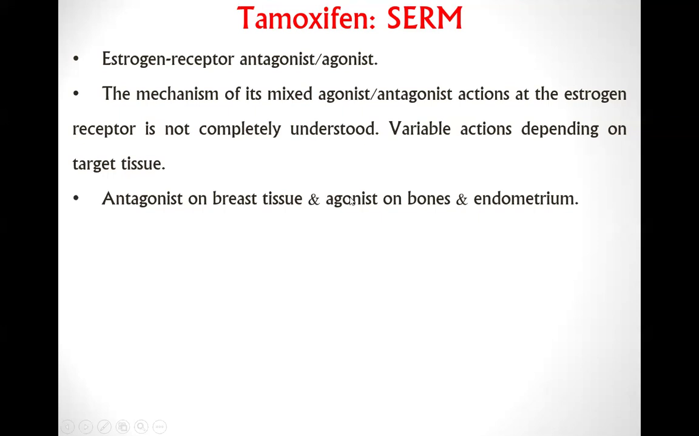In case of clomifene, it must be antagonist. I'm sure it is antagonist. Clomifene is the antagonist of estrogen receptors in endometrium. This is the major difference between tamoxifen and clomifene.